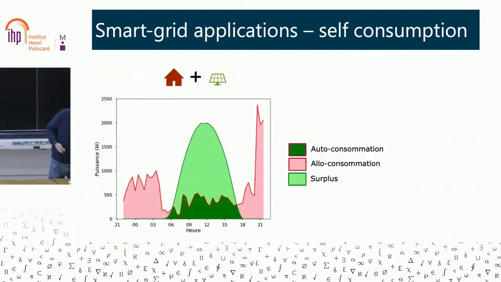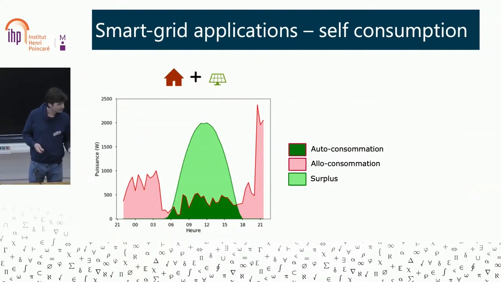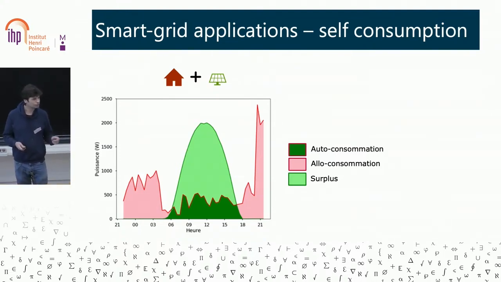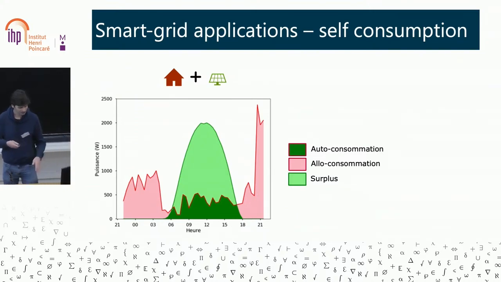Sorry, it was a bad button. Just for you to understand that, the surplus must be minimized. We have to do something to minimize the surplus. So all the consumption of the night can be made during the day, but it's a kind of change of life which is not easy.